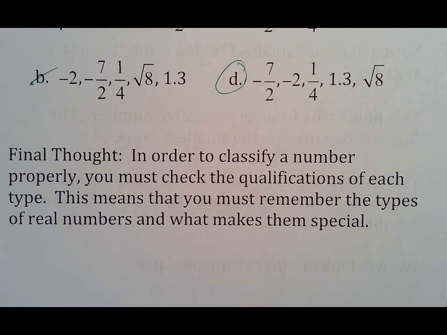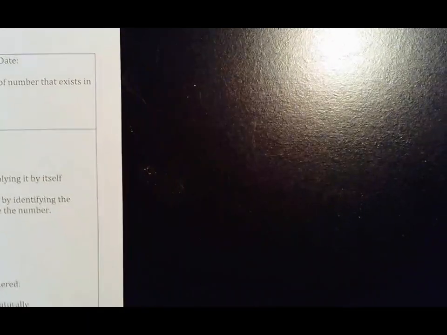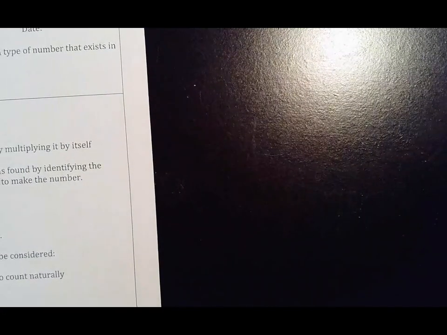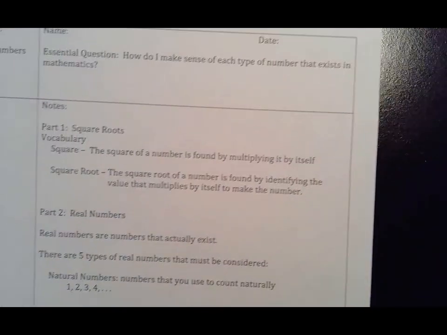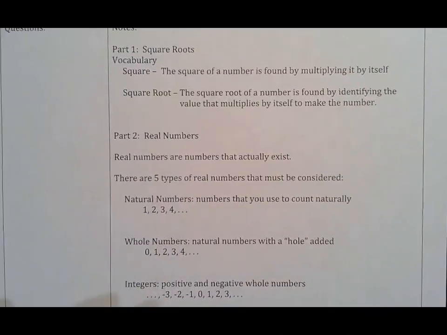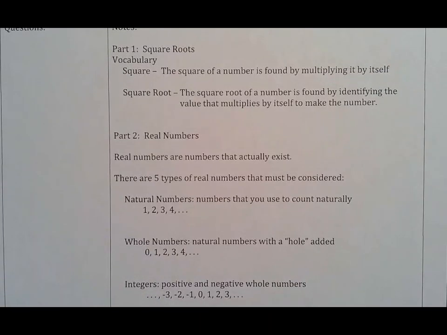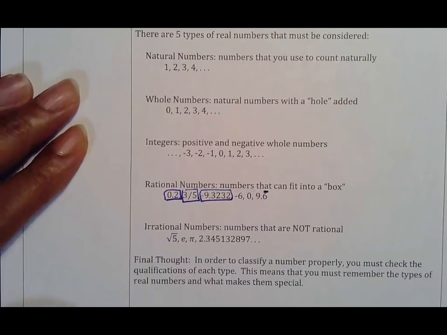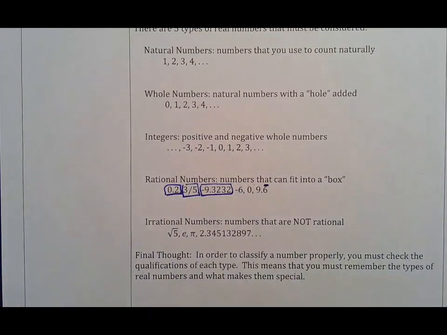But in order to classify a number properly, you must check the qualifications of each type. That means you actually have to remember the types of numbers and what makes them special. Natural numbers, whole numbers, integers, what was the other one? Rational numbers and irrational numbers. Here's your notes I'm going to put up here for about 3 seconds and pause. Other than that, make sure you answer the question at the very end of this video, and that is it.